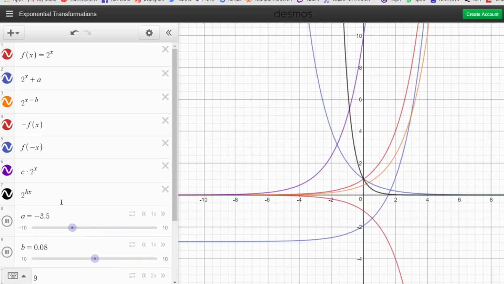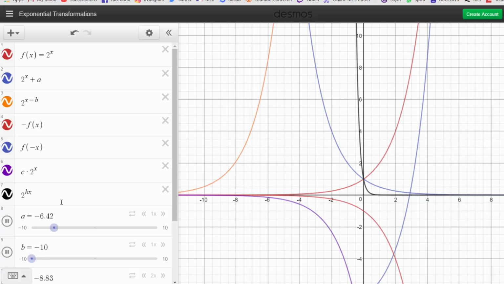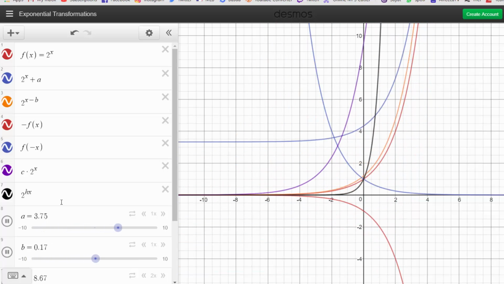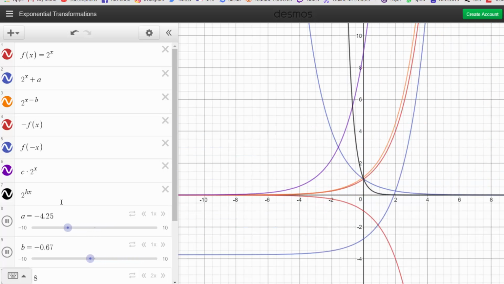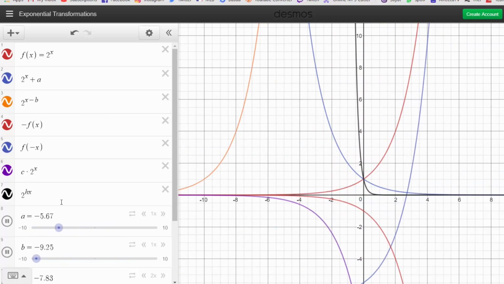This was a lesson on exponential transformations. I hope you guys enjoyed and learned some information about exponential transformations, and thank you.